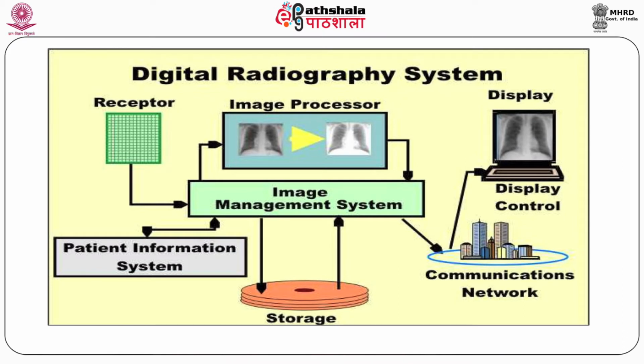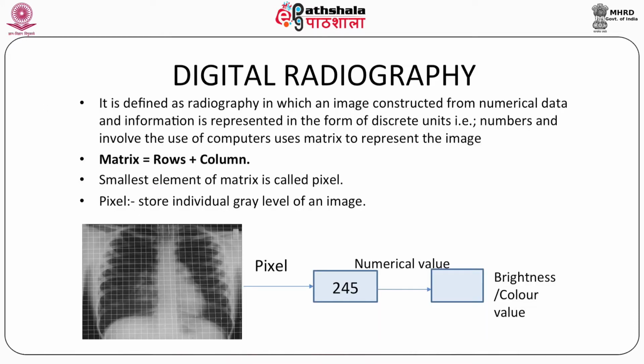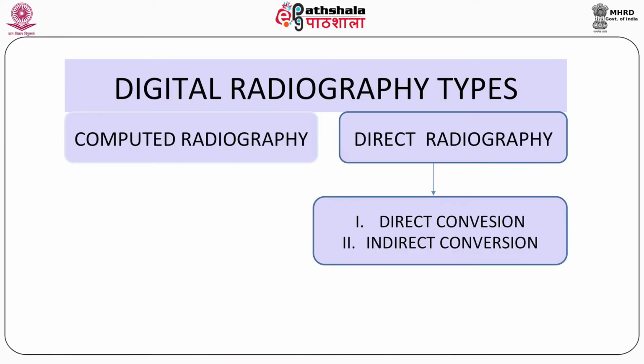Digital radiography is of two types. One is known as computed radiography, another one is digital radiography. Of course, both of them are digital only. Digital radiography is divided into two types: direct digital radiography and indirect digital radiography.